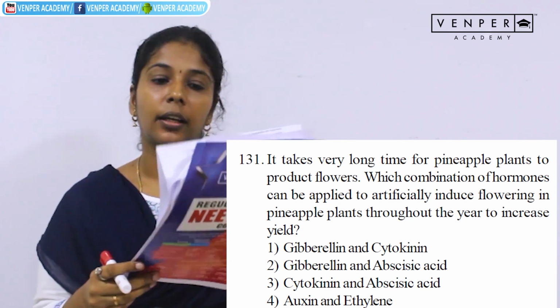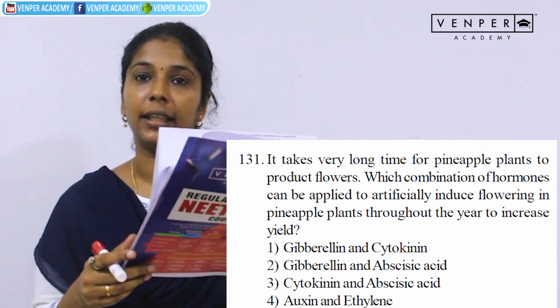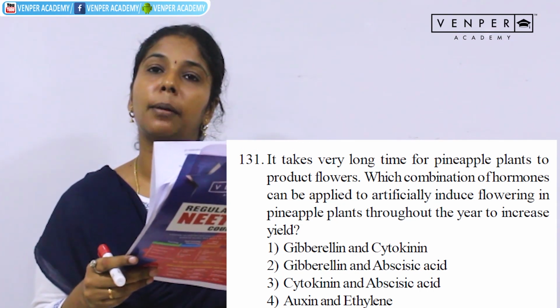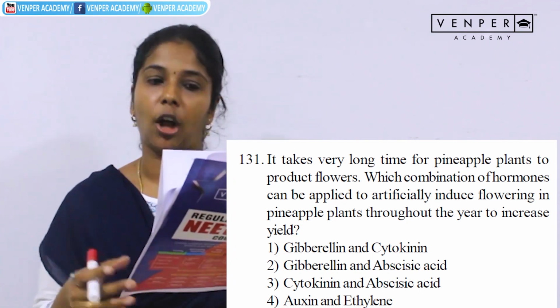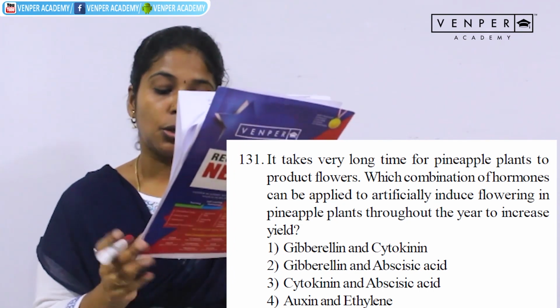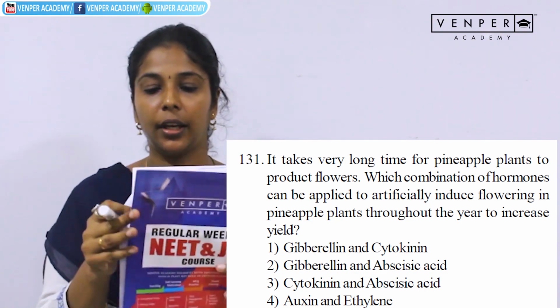Auxin promotes flowering in pineapples. They help to prevent fruit and leaf drop at an early stage but promote the abscission of older mature leaves and flowers. Ethylene is used to initiate flowering and for synchronizing fruit set in pineapples. So the answer is option 4, auxin and ethylene.